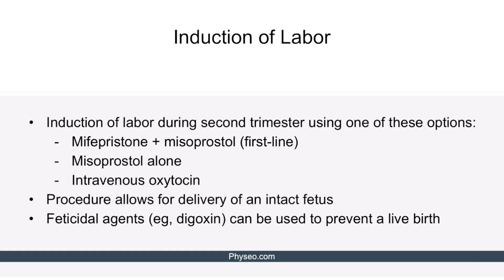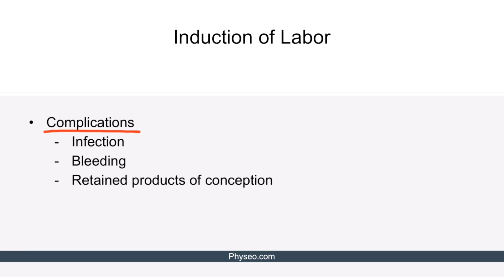Now, the critical difference between a medical induction of labor and dilation and evacuation is that this medication route actually allows for delivery of an intact fetus. And for that reason, feticidal agents, for example, digoxin, can be used in combination with the aforementioned regimens to prevent a live birth. In other words, if you're worried about the fetus being alive when it comes out, then you prevent that with digoxin, feticidal. The complications associated with a medical induction of labor include infection, bleeding, and retained products of conception.